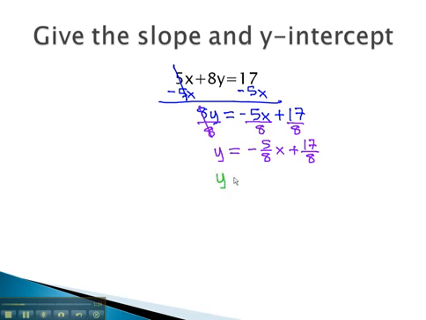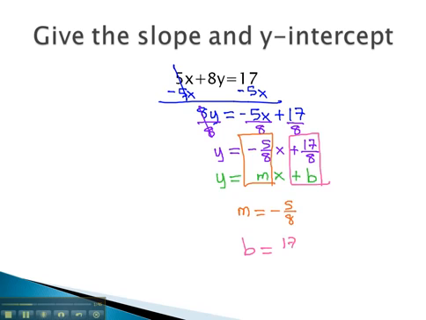Remembering the slope-intercept equation is y equals mx plus b, it is now very easy to obtain the slope and y-intercept from the equation we have. We see m, the slope, is negative 5/8. We also see b, the y-intercept, is 17/8. We now have our key information about our line.